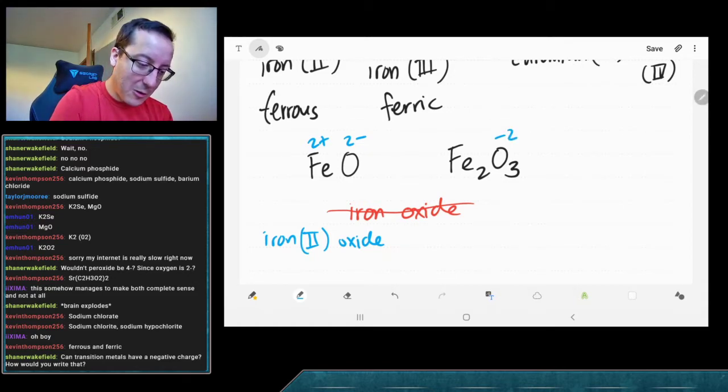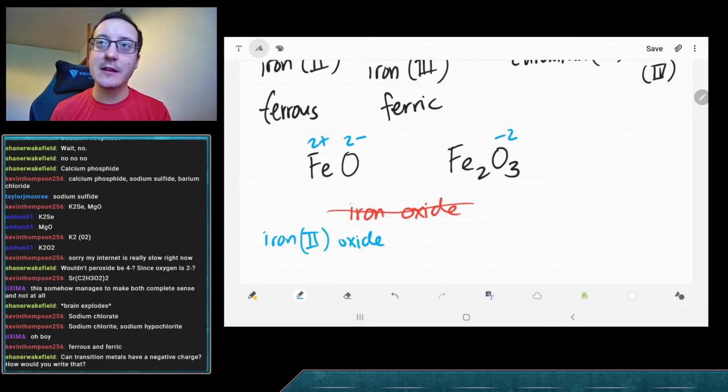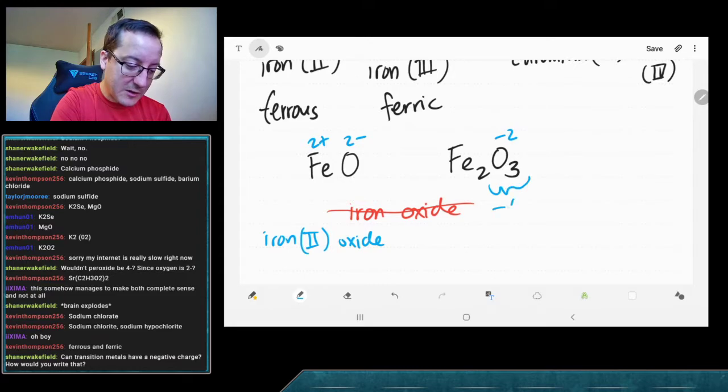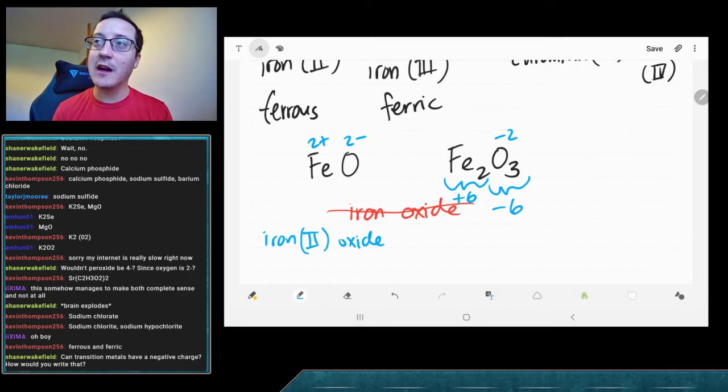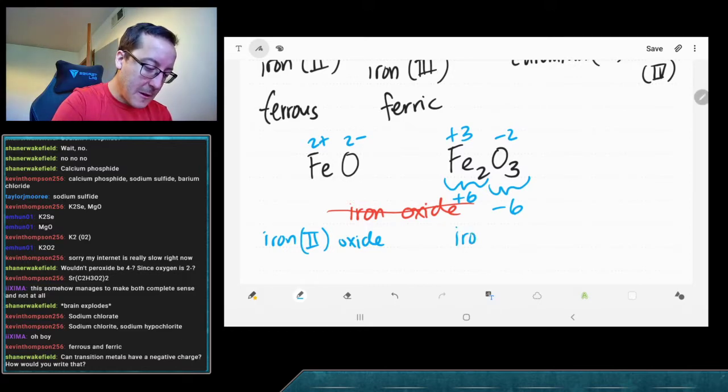So again, we know that the oxygen here is -2. So overall, 3 oxygens means -6, which means that this whole thing must be +6. And since we have 2 irons, each iron is +3, right? So again, compounds must always be neutral. So we would say this one is iron 3 oxide.